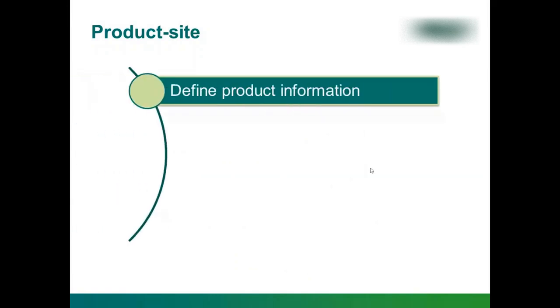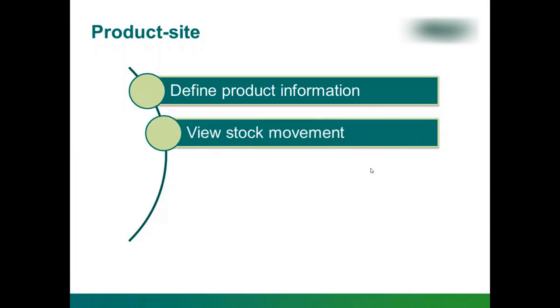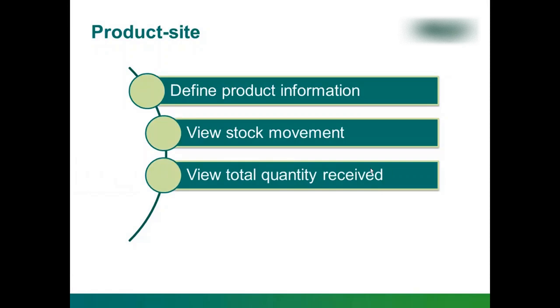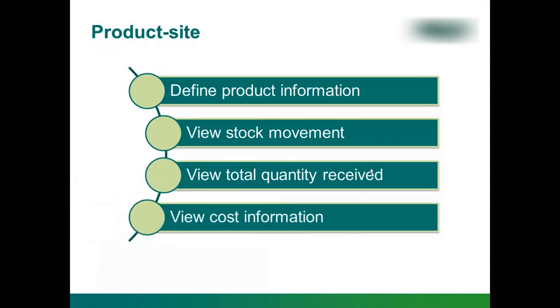You also define product information specific to the site. You can view stock movement information for each stock status, and view total quantity received and amounts, as well as view stock information. Now, a majority of the information comes from the settings defined for the product category and product.